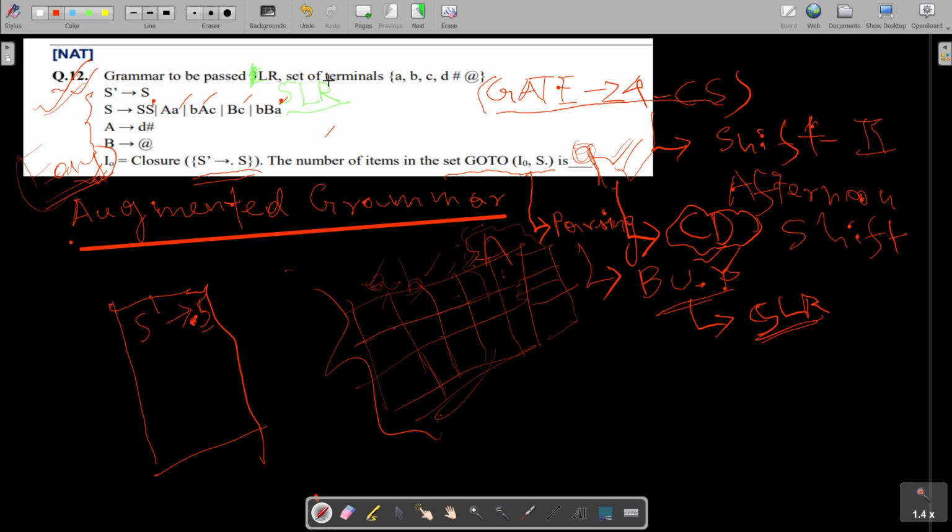It was very easy. So I can tell one more question. This time it was asked that bottom up parsers, what are these also called as?